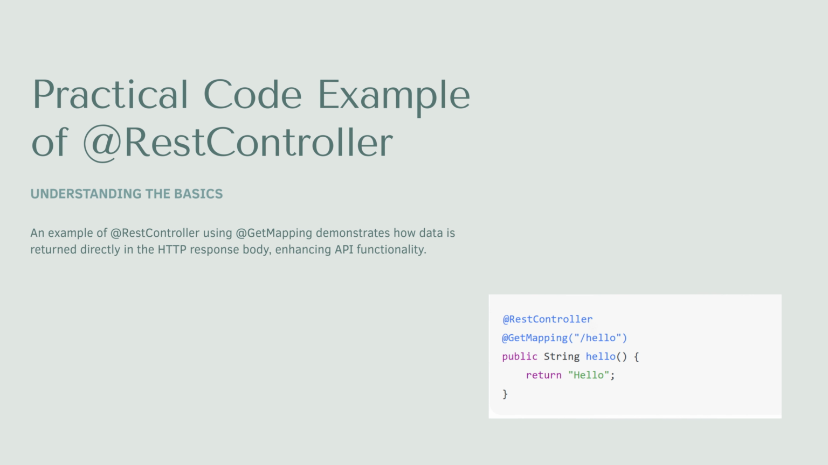Now let us talk about what happens when you actually write code using @RestController. When you write a method inside a REST controller and return something, Spring behaves very differently compared to a normal controller. If you return a string, it is sent as plain text. If you return an object, it is converted into JSON. There is no view resolution involved at any stage. This behavior is exactly what we want when building modern APIs.